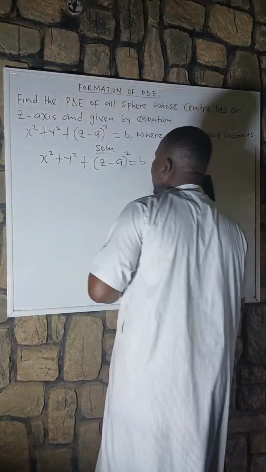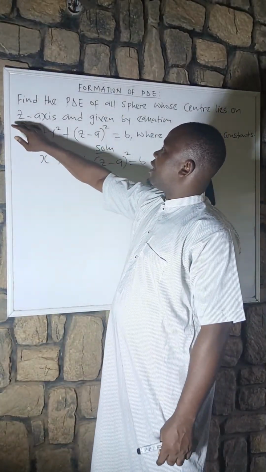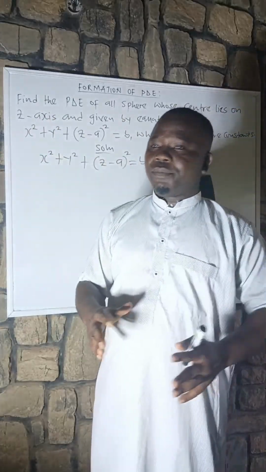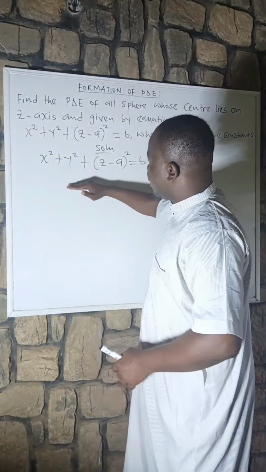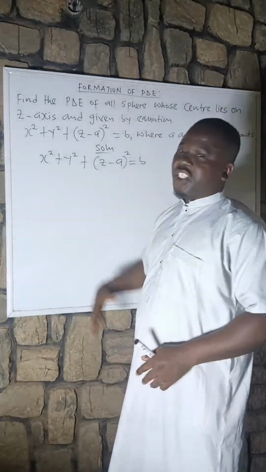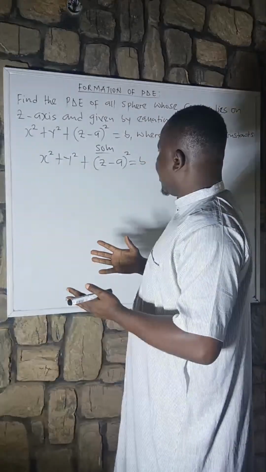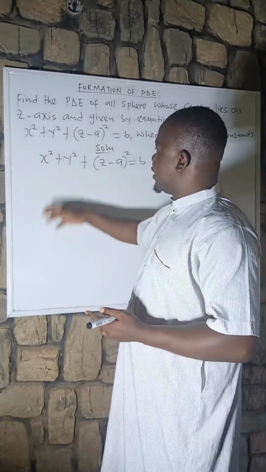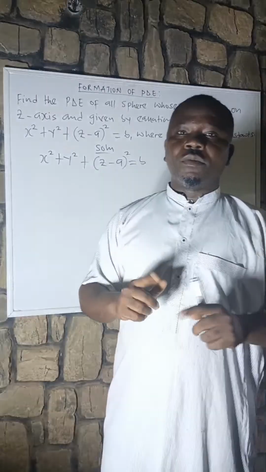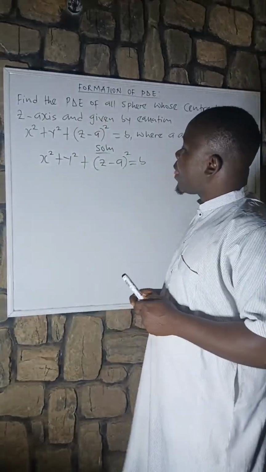For the fact that it is the z-axis, it means we are going to differentiate this equation partially with respect to one variable. How many variables do we have? We have x, y. One with respect to x, two with respect to y.